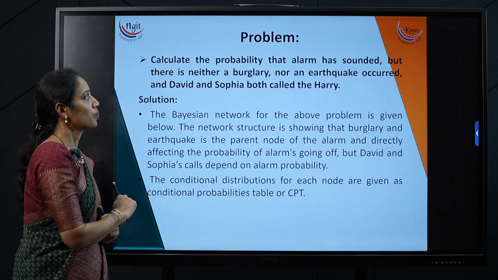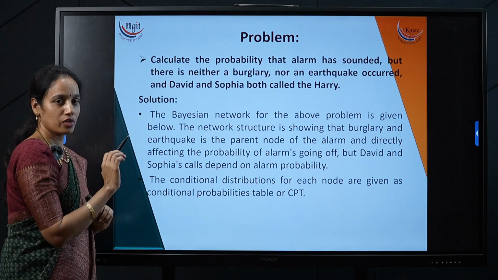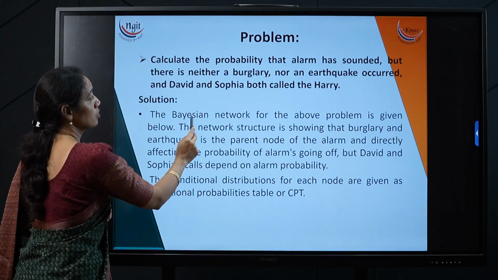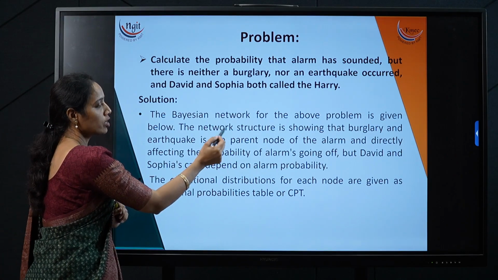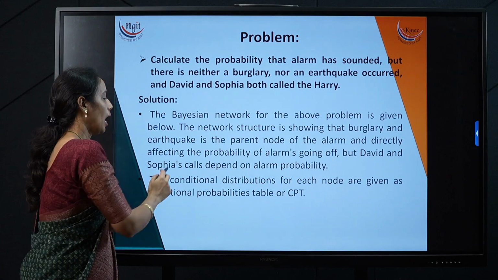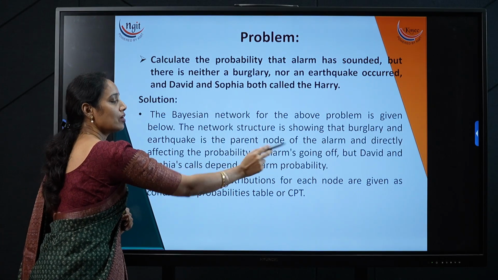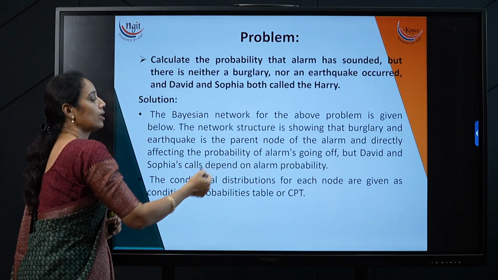So let us discuss this problem. The solution for this particular problem is, the very first thing is we have to draw the Bayesian network. So the Bayesian network for this above problem is given like this. The network structure shows that burglary and earthquake are the parent nodes of the alarm, directly affecting the probability of the alarm going off. But David and Sophia calls depend on the alarm probability.